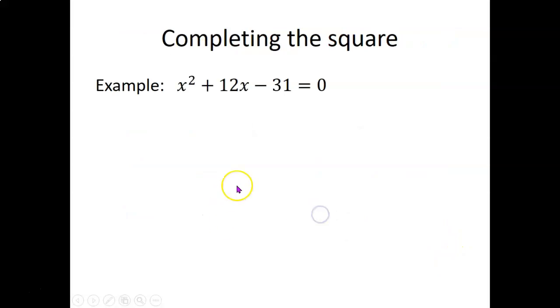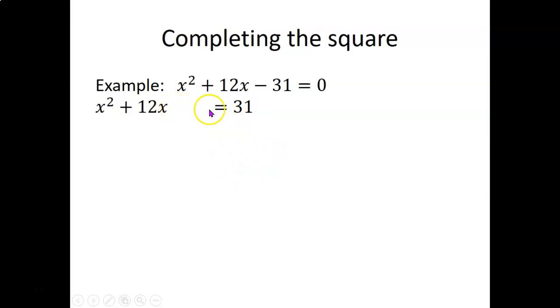So here's an example of that. x squared plus 12x minus 31 equals 0. If we're going to use this completing the square approach, the way we do it is we leave these first two terms, the x squared term and the x term, together on one side of the equal sign, and then we get the constant term over on the other side. So here I would start by adding plus 31 to both sides. x squared plus 12x, and I left a little space here, equals 31.